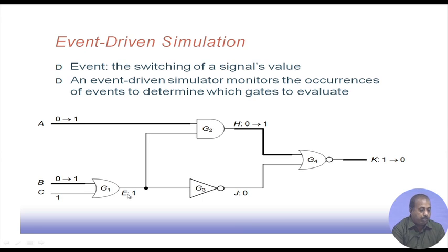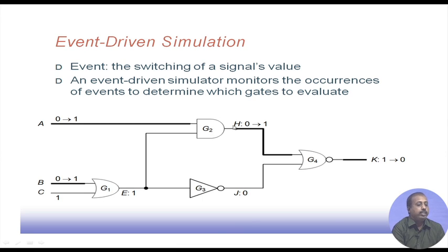If the E value remains unaltered, then wherever it goes need not be simulated. This E value comes to G3, and since G3 does not have any other input, G3 need not be simulated again. But G2 has two lines, A and E. Out of that, E does not create any event, but A creates an event. So this node G2 has to be resimulated.